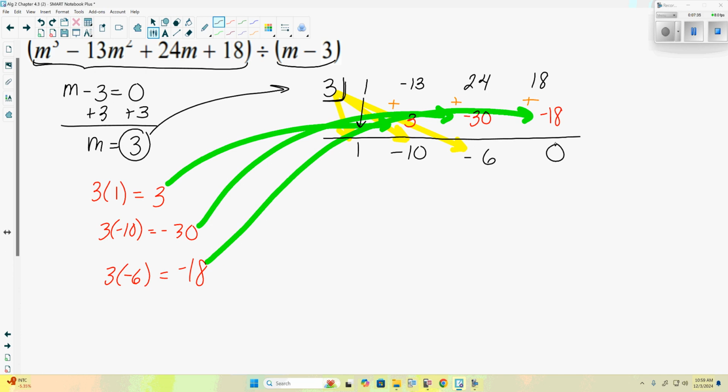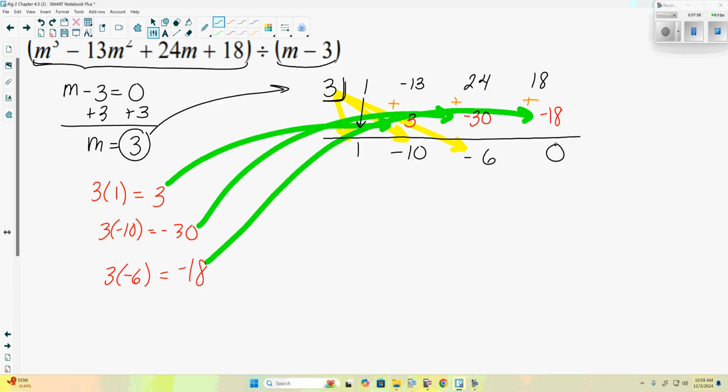Because yes, there are a lot of arrows, a lot of things going back and forth, but it's really bring the first number down, multiply it by the number in the cubby. So 3 times 1 is 3, put it under the next one. Add, take that number, times it by 3. Add, times by 3, add, times by 3. So we feel at least somewhat comfortable getting to this point here.